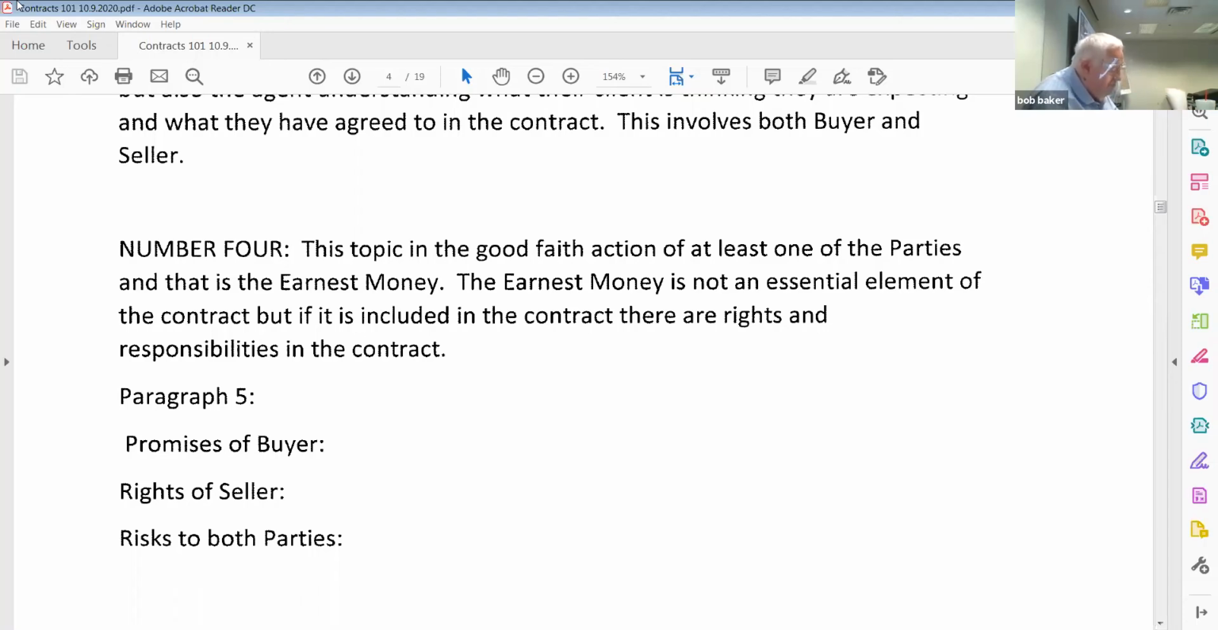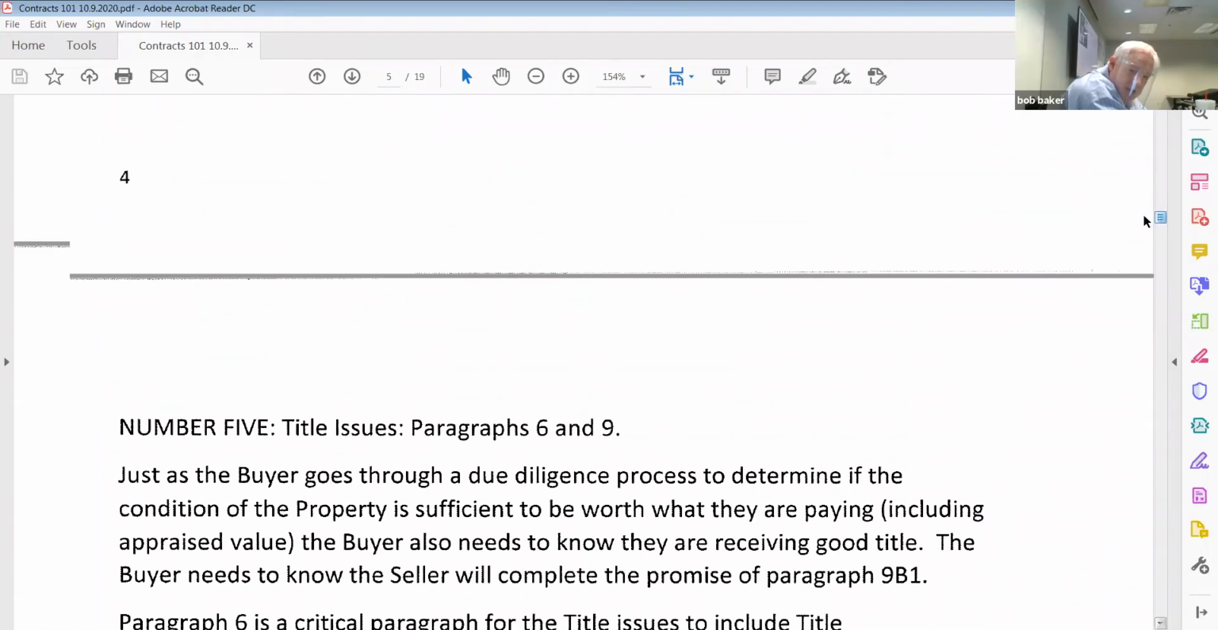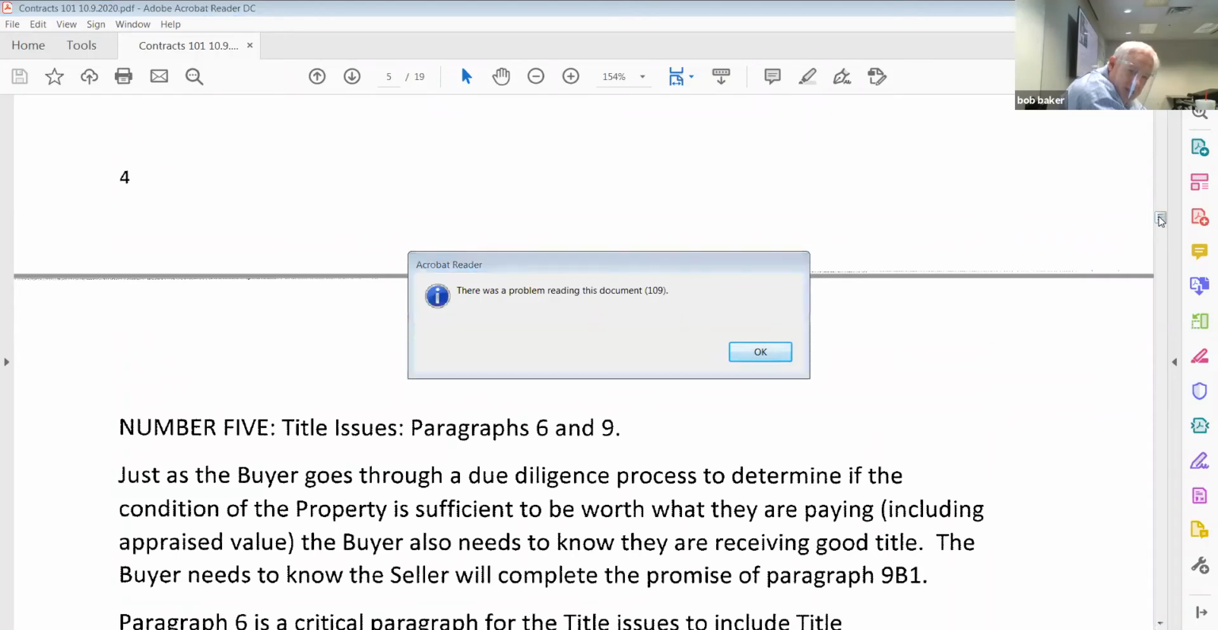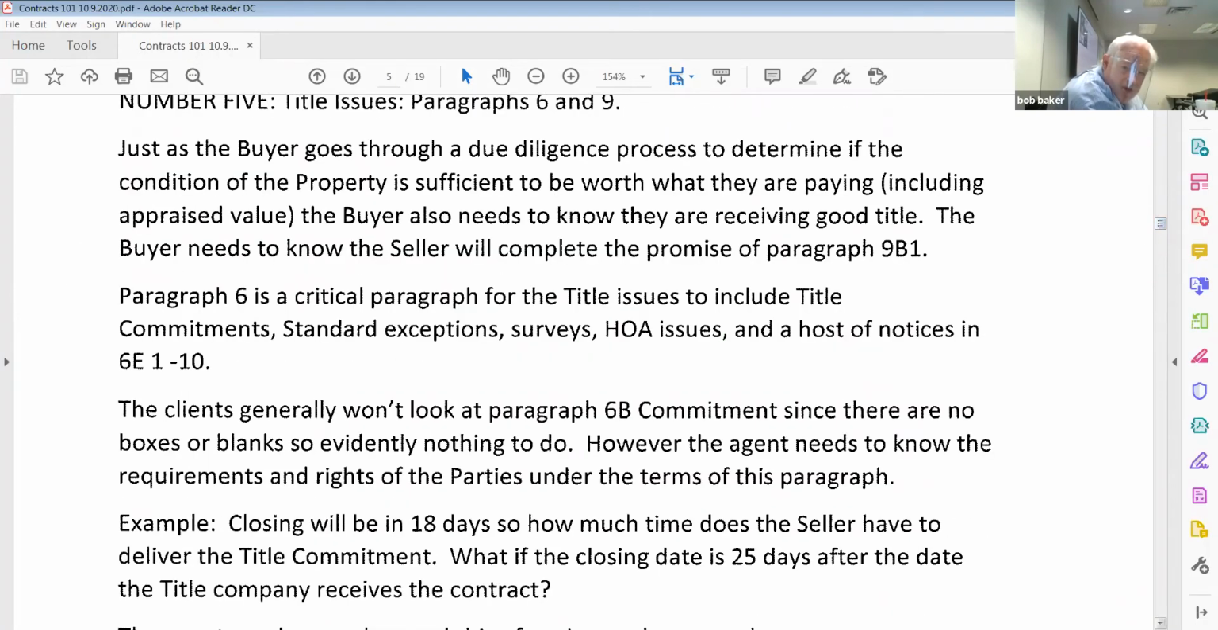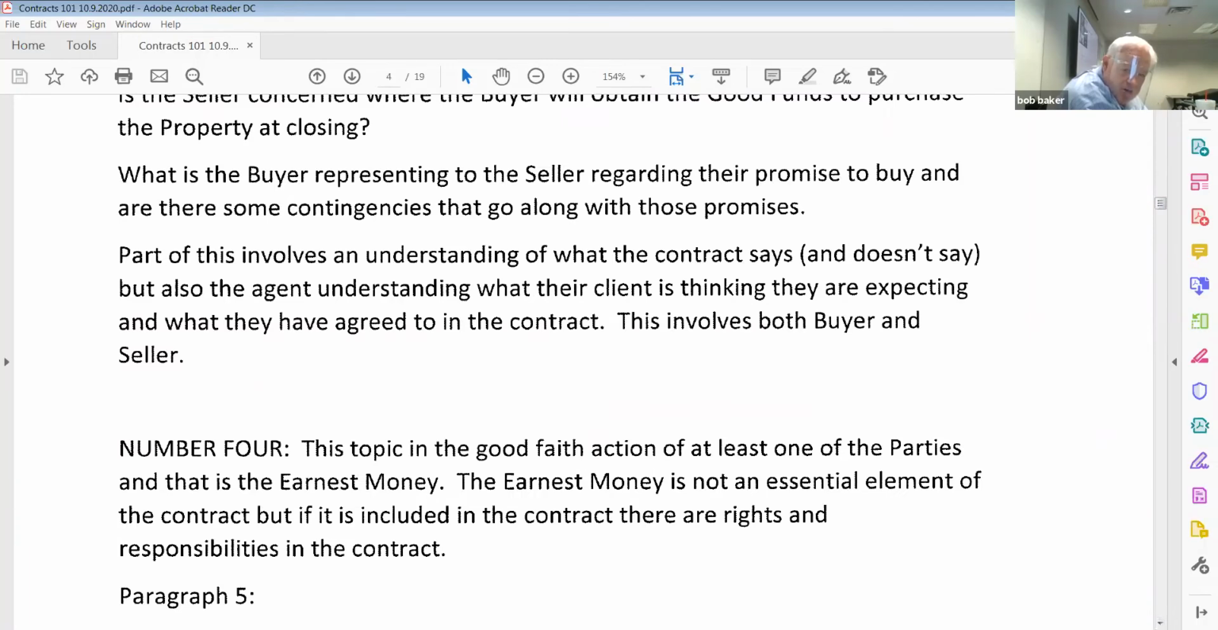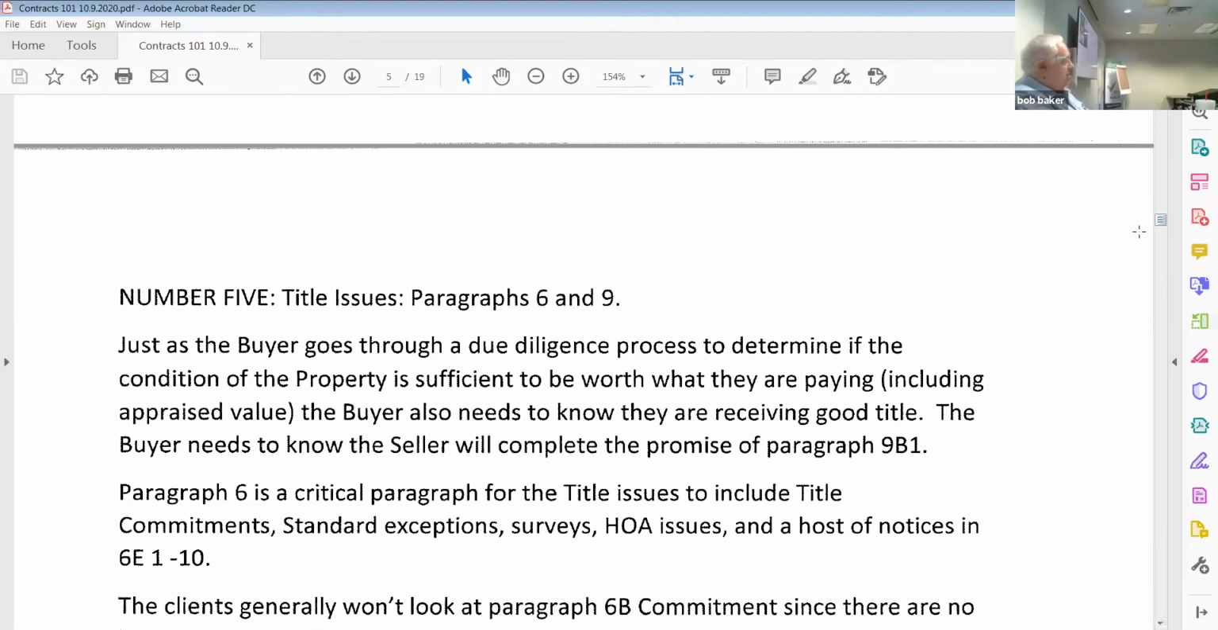Number 5, title issues. We talked about the due diligence of the buyer and the condition of the property. As important, in fact, maybe more important than the condition of the property is the title issue. The buyer wants to know he's getting a good title. The buyer wants to know he actually owns his property.